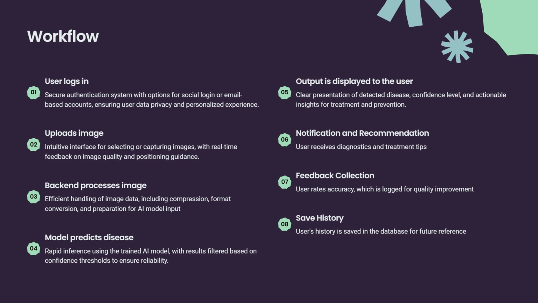The CNN model receives the pre-processed information and provides an output to the API layer. When the API layer receives an output, it displays the output onto the result screen of the system application. And when the output is displayed, the user can receive the notifications and the recommendations, which can be used as treatment tips. The additional workflow would also include the feedback collection, in which the user rates accuracy, which is logged for quality improvement. Then there is also the save history option, in which the user history is saved in the database for future reference.